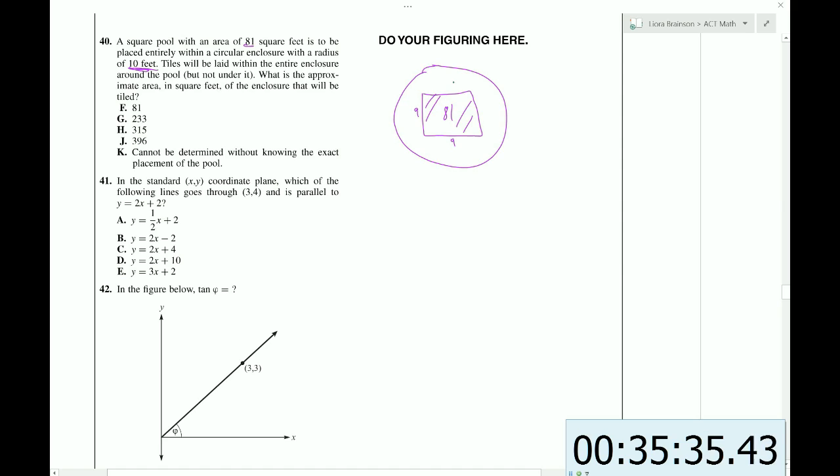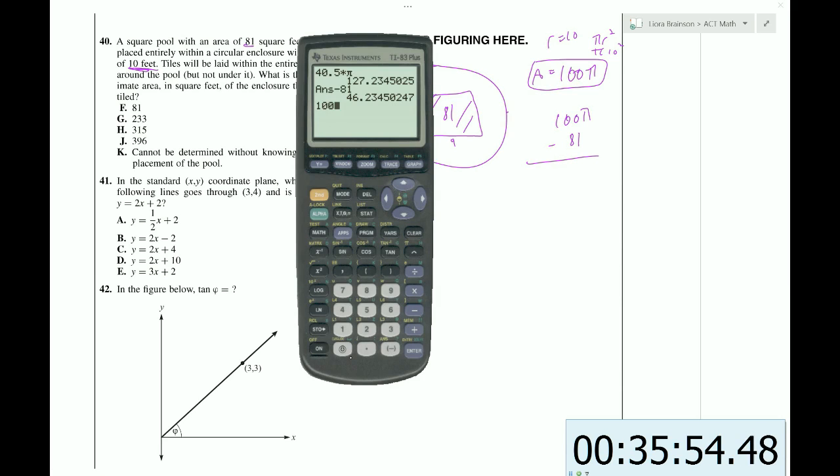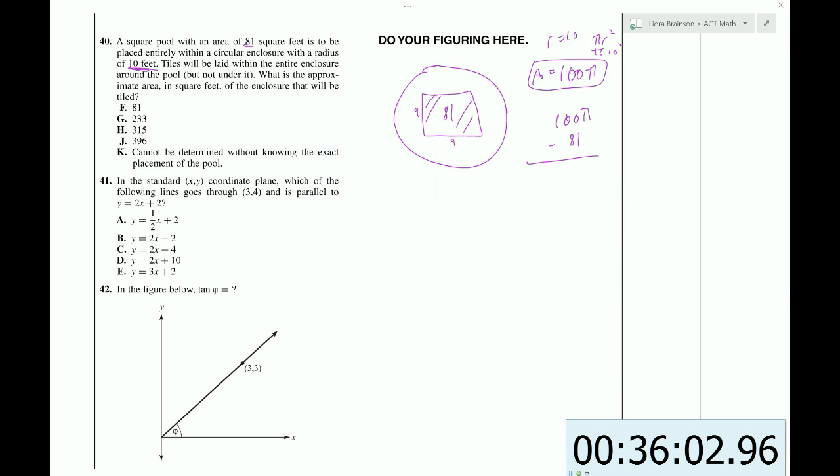And then the outer area is 100 times pi, because with a radius of 10, it would be pi r squared, so pi times 10 squared. So the other area is going to be 100 pi. So we have to do 100 pi minus 81. So grab the calculator, 100 times pi, and then subtract 81, so we get 233.